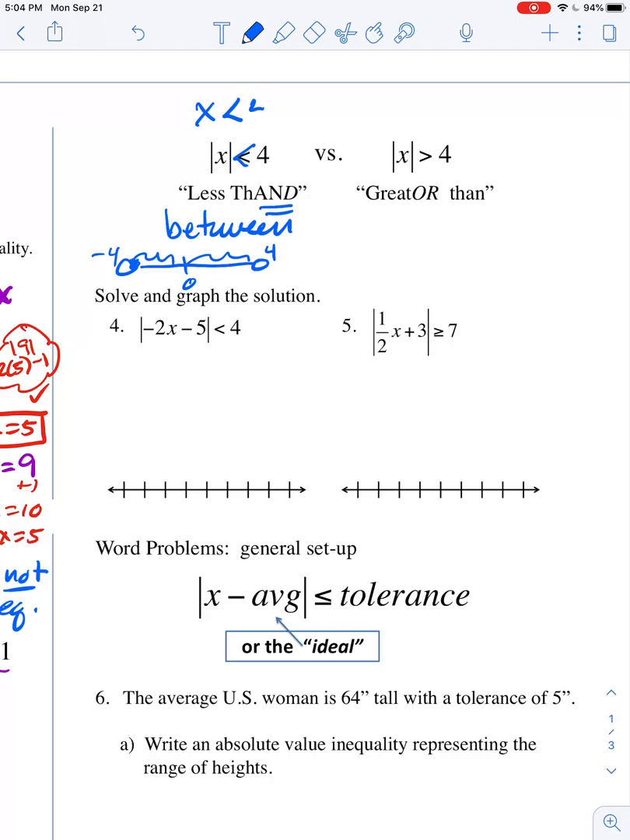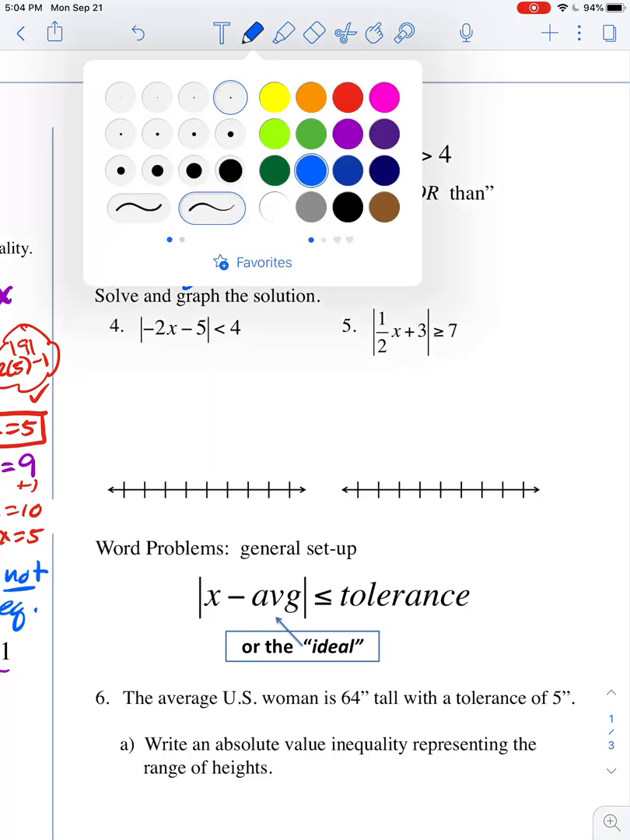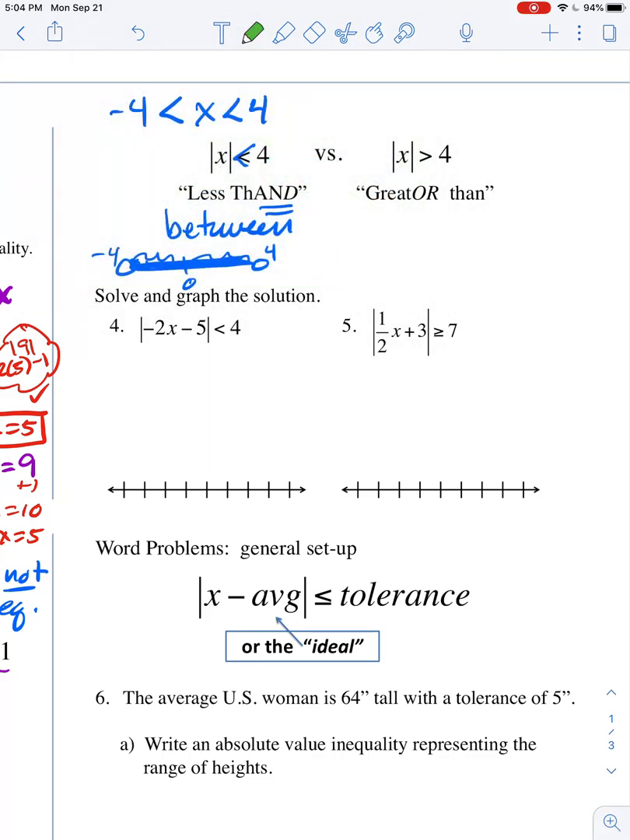So when I write my inequality, I would put it between 4 and -4. And that would be my between or "and" statement. I need to remember that so that when I set up for solving, my first step is going to be: do I set it up as an "and" or an "or"?